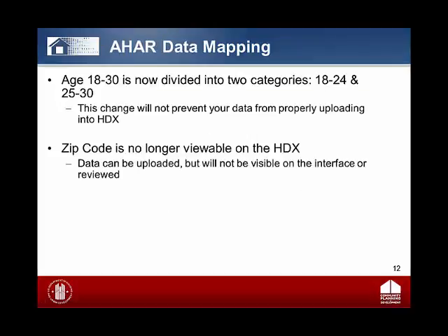As a reminder, like last year, instead of reporting out the number of people aged 18 to 30, communities instead have to report separately on the number of people aged 18 to 24 and 25 to 30. Questions regarding the change to this data element should be directed to your HMIS vendor or your AHAR liaison.